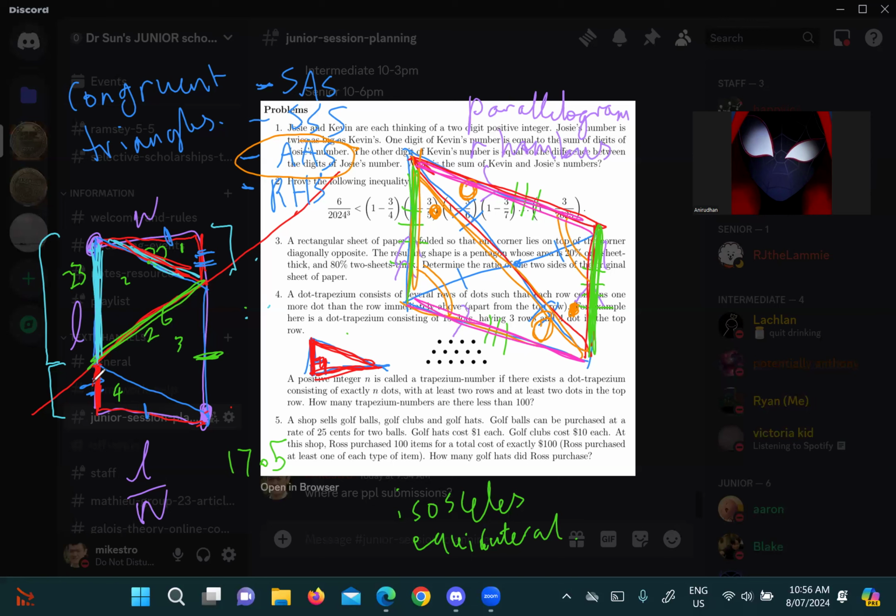Oh, you found it? Because 1 and 4 equal. And then the two sides are basically the longest side of the triangle, 1 and 4. Yeah.